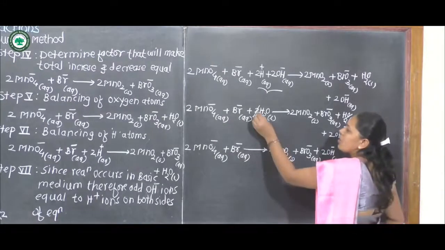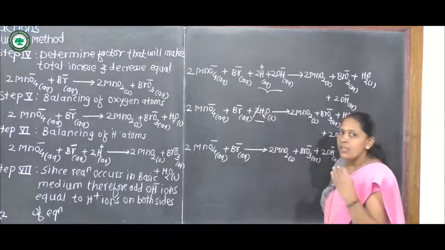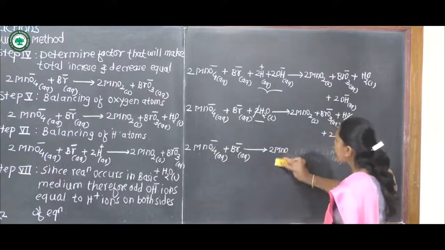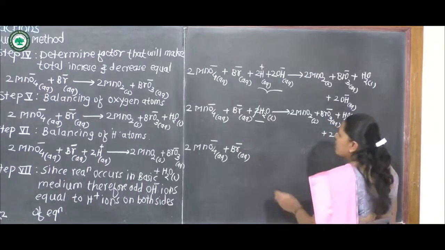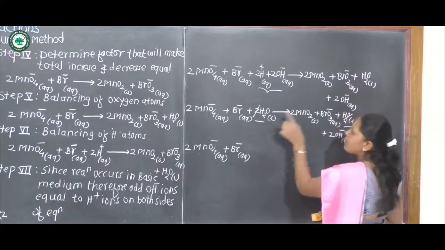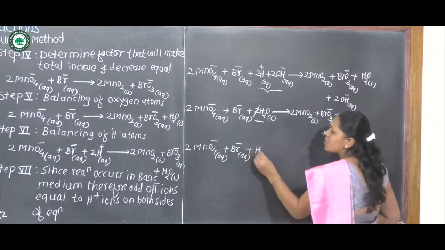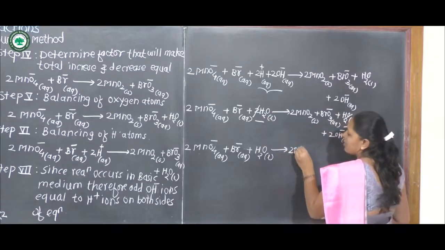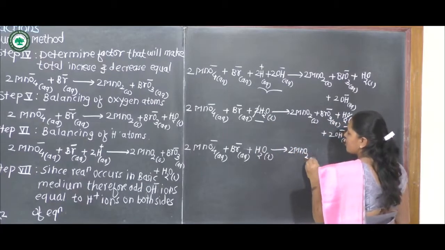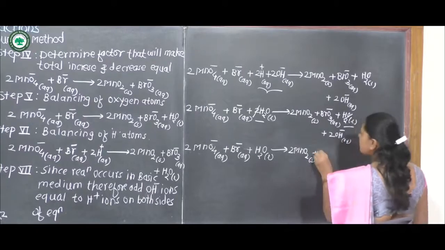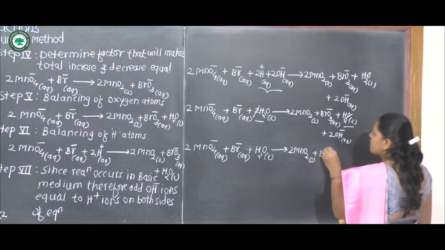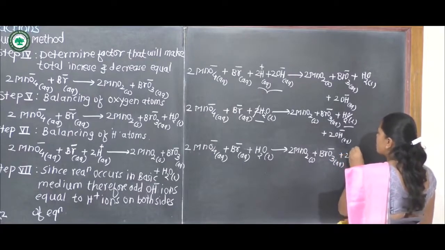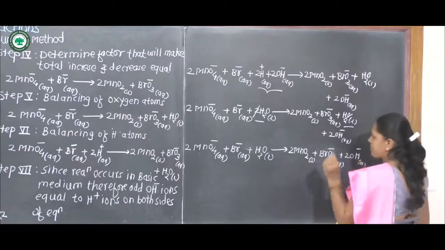Sorry, here out of the 2 water molecules only 1 water molecule gets cancelled. One water molecule remains as it is. So the equation is 2MnO4⁻ + Br⁻ + H2O gives 2MnO2 + BrO3⁻ + 2OH⁻(aq).